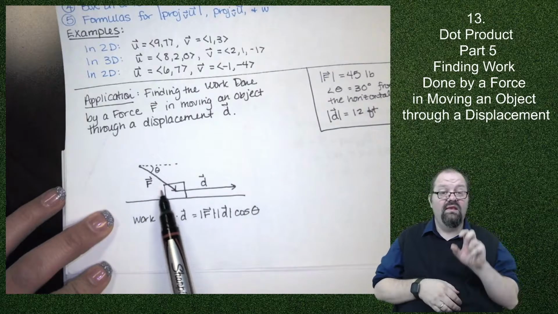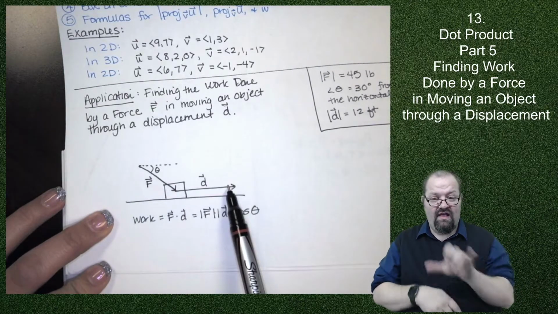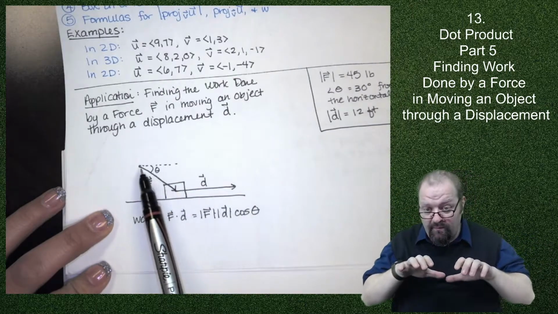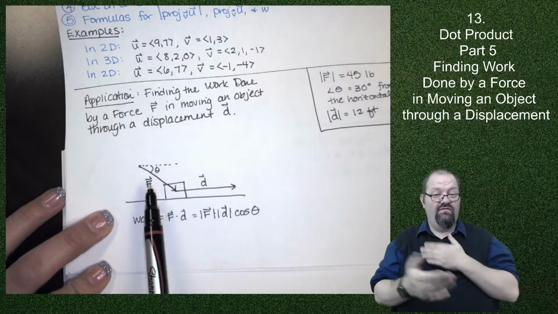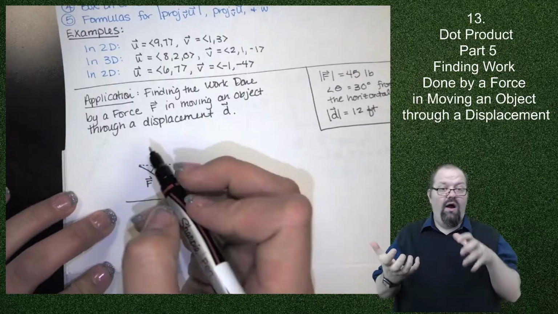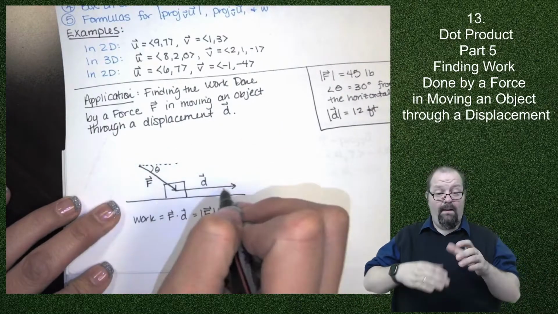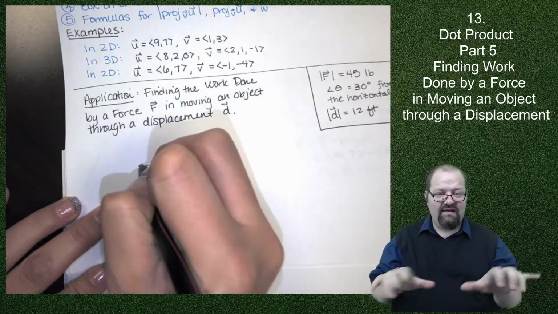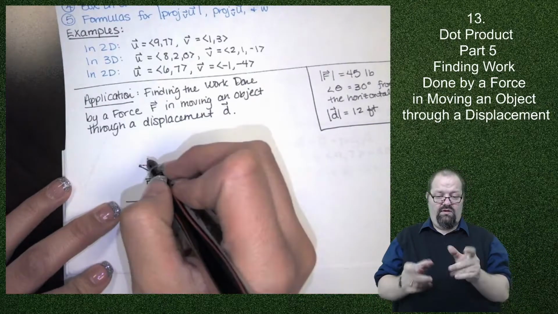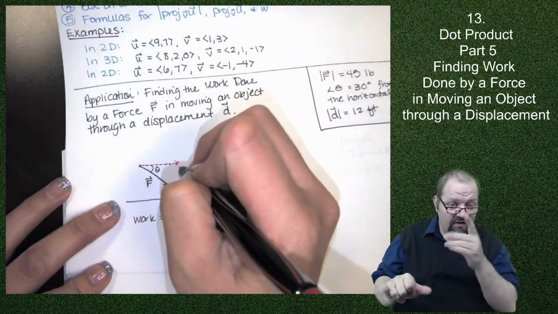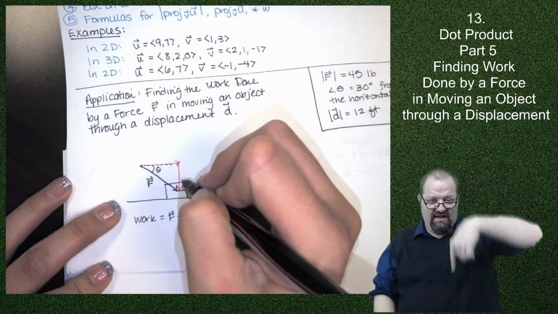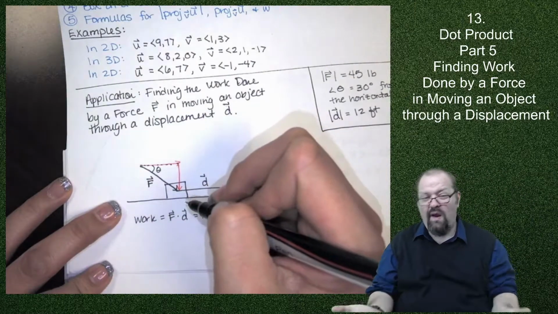If I apply a force like this to move the box across the room, part of my energy is doing exactly what I want it to do. Part of my energy is moving the box from here to there. That's the part of the force that's acting in the same direction as the displacement. So if I break this force up into two components, it's got one component that goes in the same direction as the displacement, and another component that's pushing down. So I'm wasting all of that energy in pushing this box into the ground.